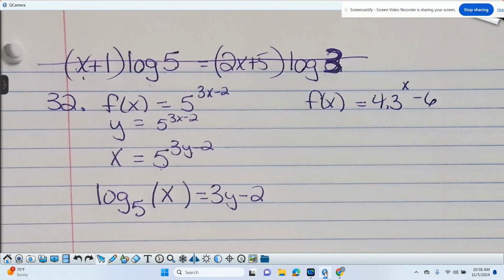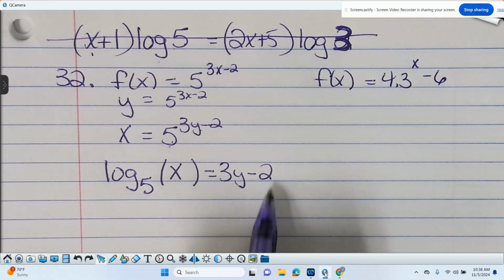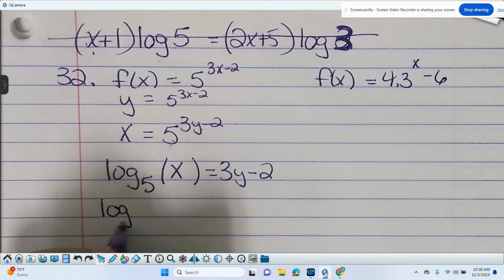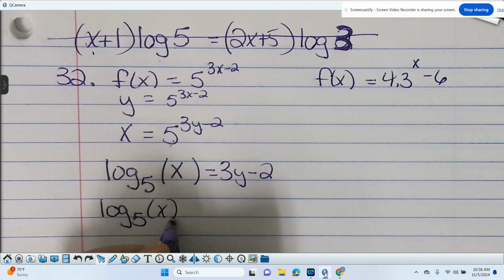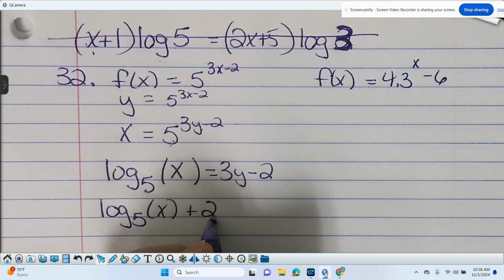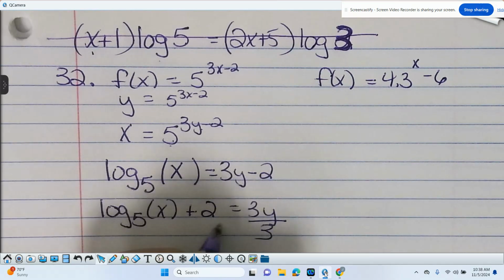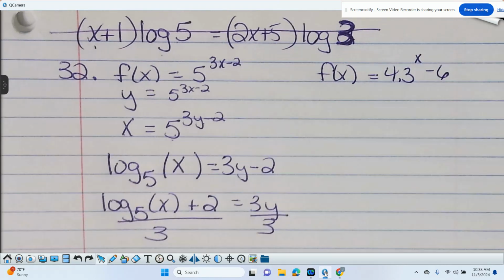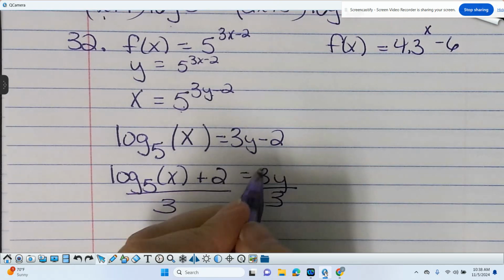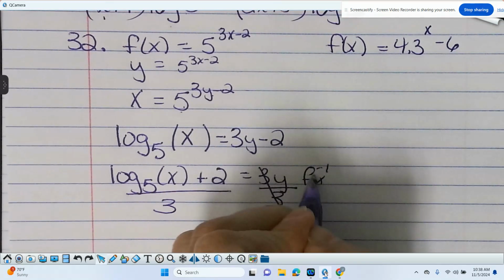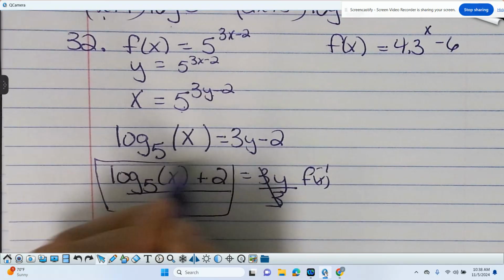And now we're in the home stretch. Get that y by itself, I'm going to add 2, divide by 3. So that's going to be log base 5 of x. I'm going to add 2 to it. That's going to be equal to 3y. Then I'm going to divide through by 3, and that's going to be my answer, right? Because that's going to cancel, leaves my y by itself, which would be the inverse. So this is the answer to that first question.